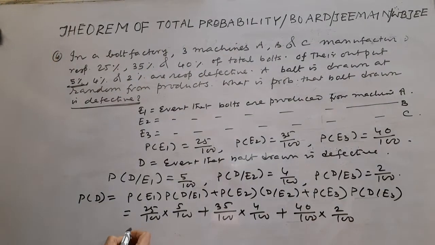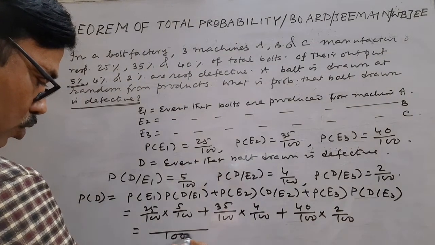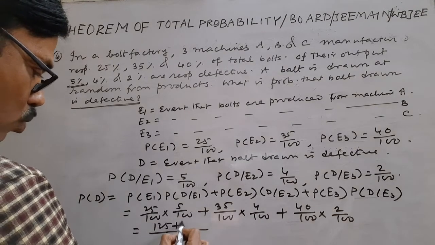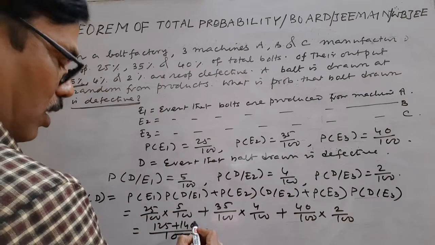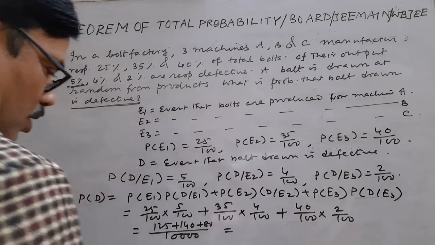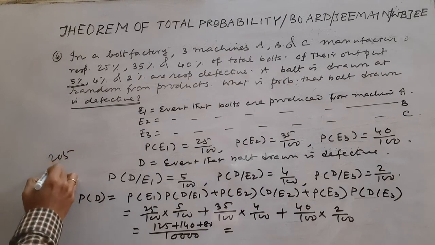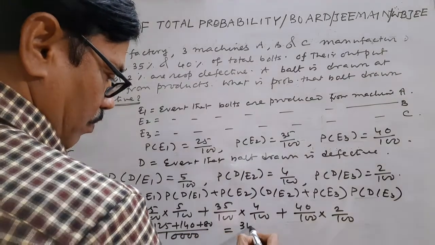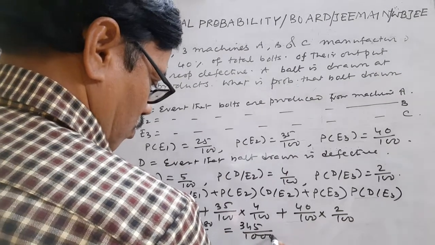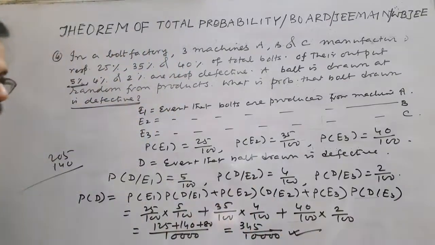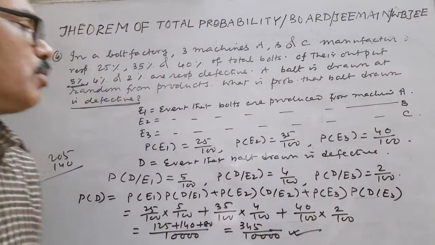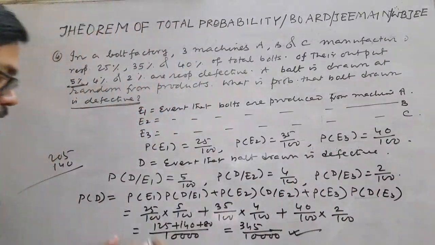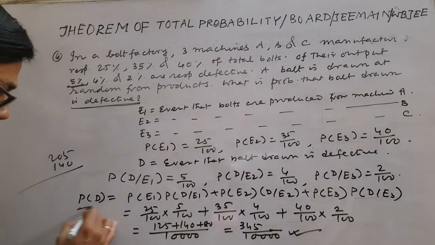So simplifying, the LCM is 10000. 125 plus 140 plus 80, so 205 and 140, 345 by 10000. So this is the final answer. So for this type of problem, the probabilities are given directly. So this is a very, very simple problem.